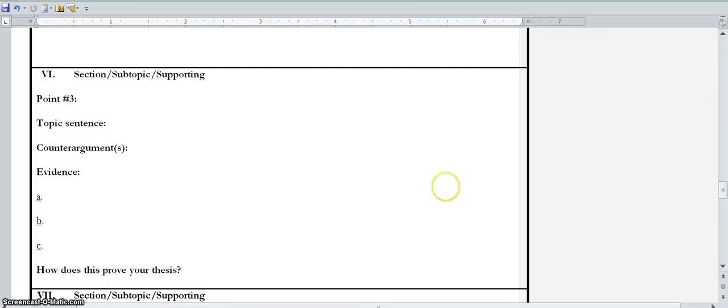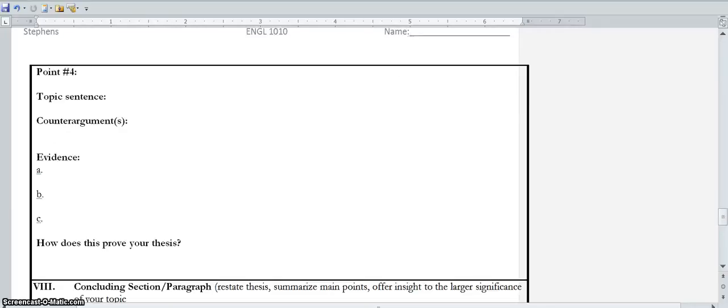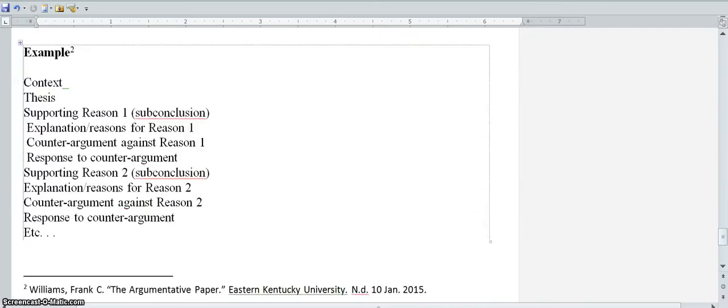Okay, so it depends on how many points you want to make, but I encourage you to make points that are helpful to you, that seem broad enough, not too terribly specific. Okay, and then I would have my concluding paragraph. This little outline here kind of shows you how you weave counter arguments into your supporting points.